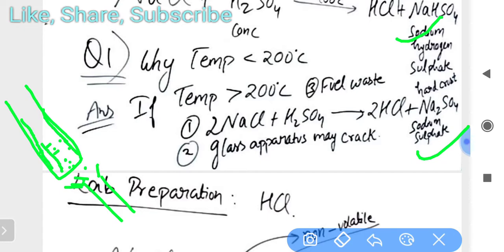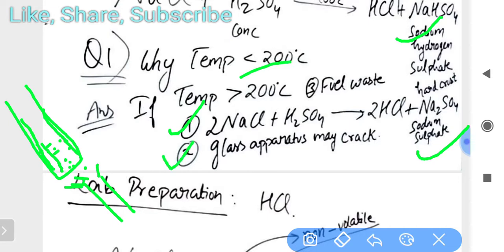It sticks like that, so it prevents further reaction. No further reaction will take place, that is, the formation of HCl will be prohibited. So the first reason why the temperature is not more than 200 degrees is this.